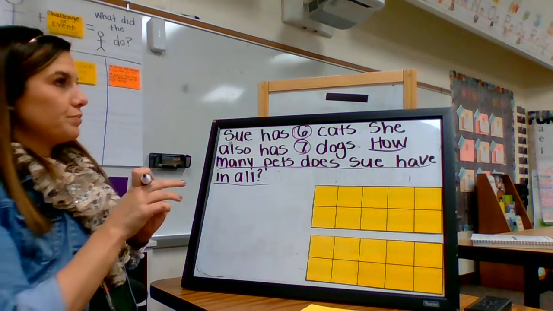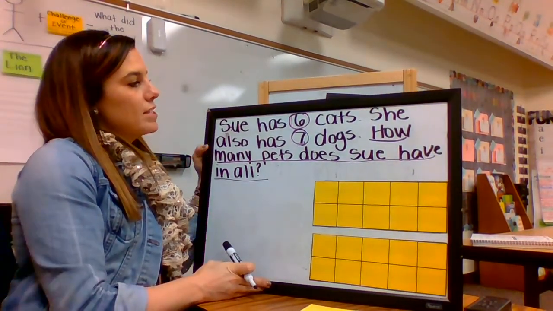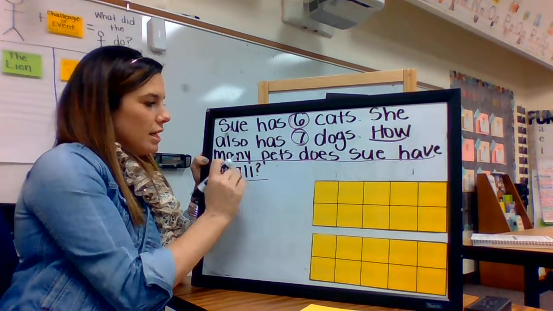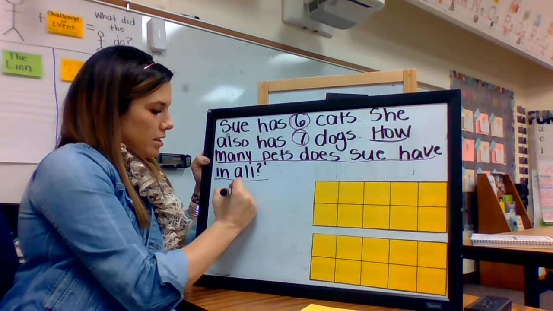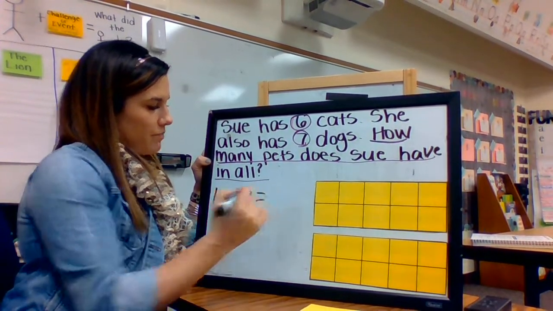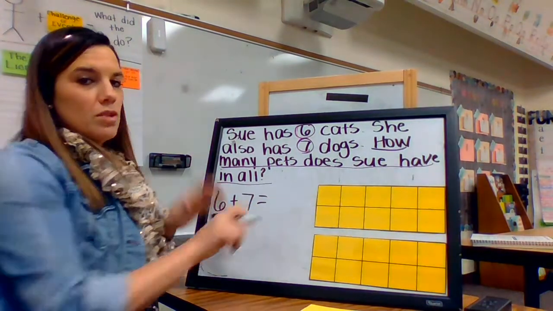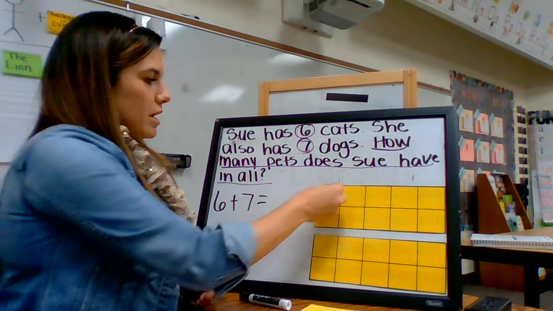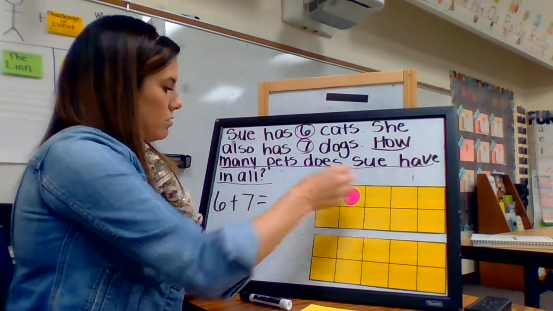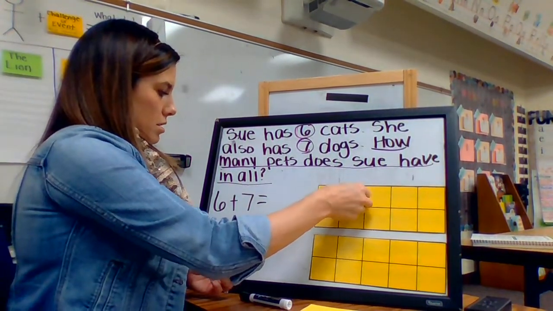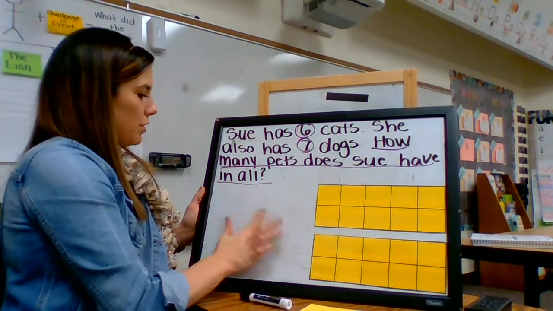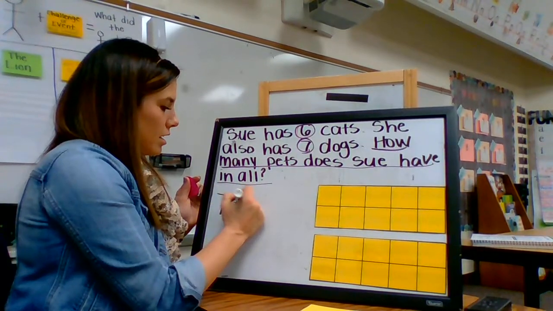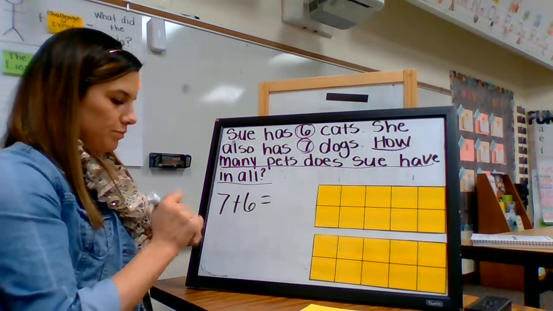So here we go. Now, I know I have 6 cats and 7 dogs. So my addition, and it's addition because in all, 6 plus 7. I am going to use my 10 frames. Actually, I'm going to switch this around. I want to start with the bigger number. It's just easier to get a feel for it. So 7 plus 6.